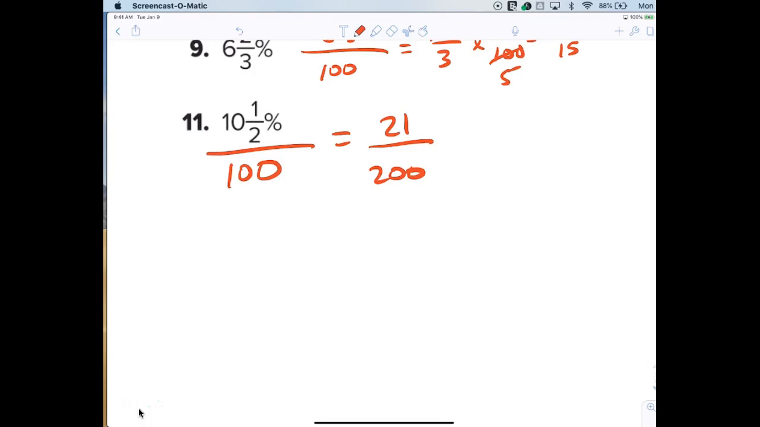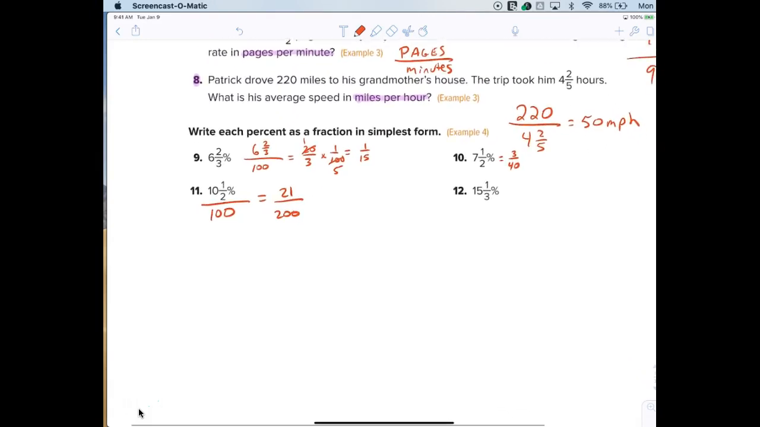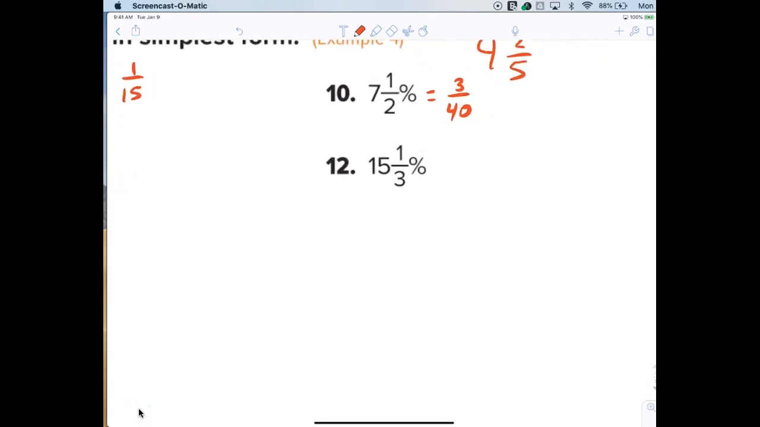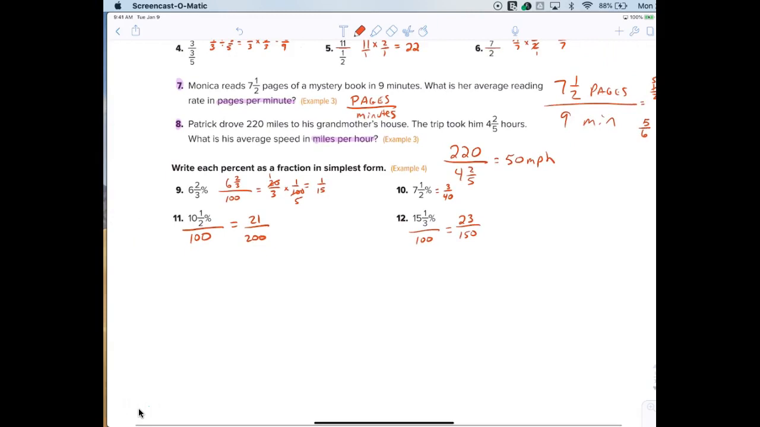Everybody good? Marin, you want to help me out with number 12? All right, I'm waiting patiently. Okay. Somebody said 23 over 150. Is that correct? Everybody pretty good with that? Any questions? Nobody? All right, I agree. Don't you guys agree that's kind of easy, right?